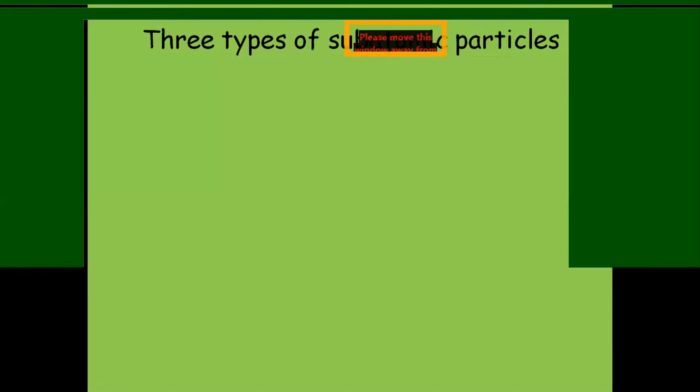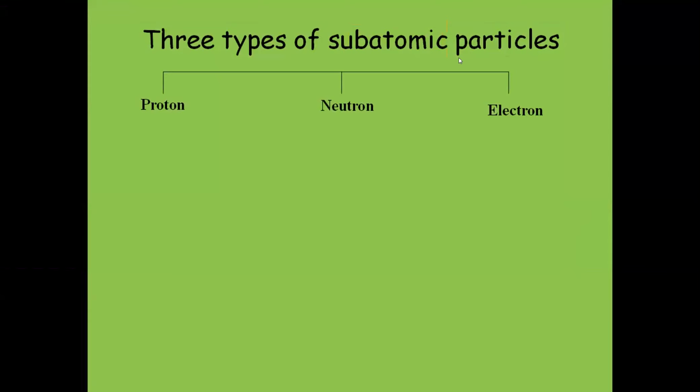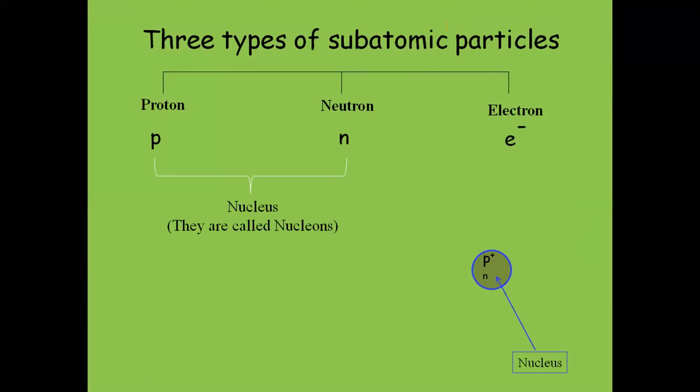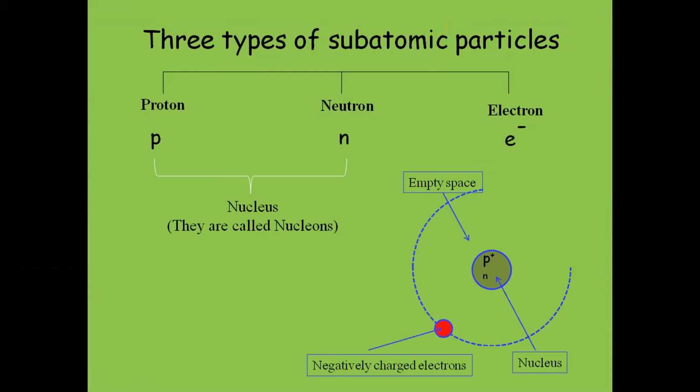Okay, so my dear students, let us quickly revise what we did yesterday. We spoke about the 3 types of subatomic particles, isn't it? In which we spoke about protons, neutrons, and electrons. And talking about these subatomic particles, the proton has a symbol P, neutron N, electron E minus. Protons and neutrons together are present inside the nucleus and they are called nucleons. And electrons are revolving around the nucleus and there's a lot of empty space inside the atom.